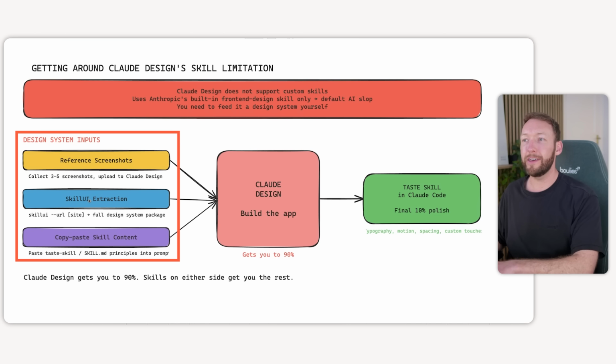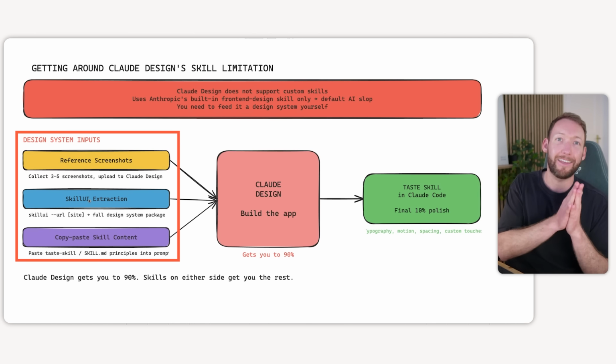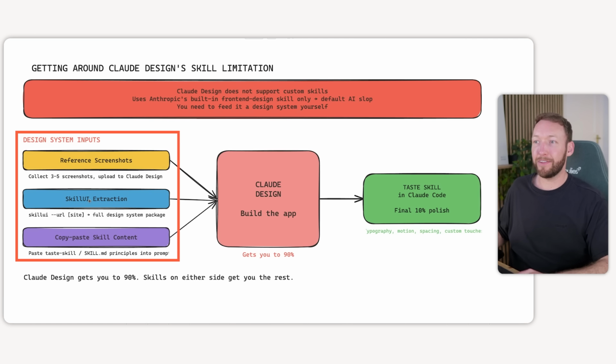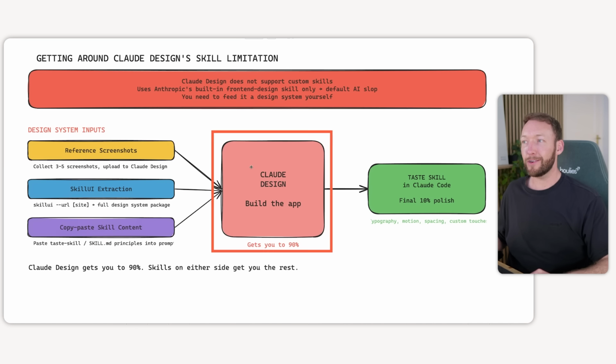Method two is using a separate skill and creating the design system outside of the Claude Design app, using what we have in the skill ecosystem. In particular, we'll use a skill called Skill UI to extract design principles from a given website. We can extract a full design system from a website we like and push it straight into the Claude Design app. Or equally, we could do this all in Claude Design, but copy and paste the skill content from Skill UI directly into Claude Design.